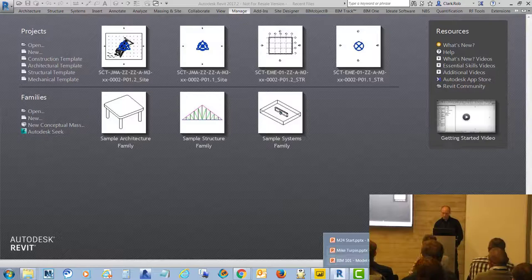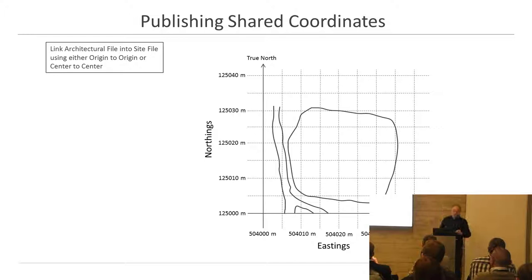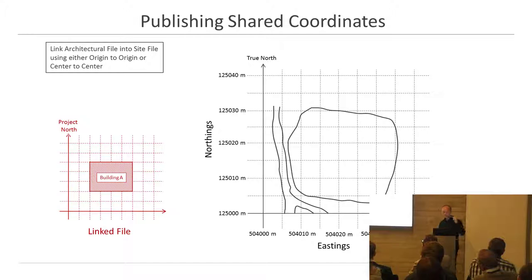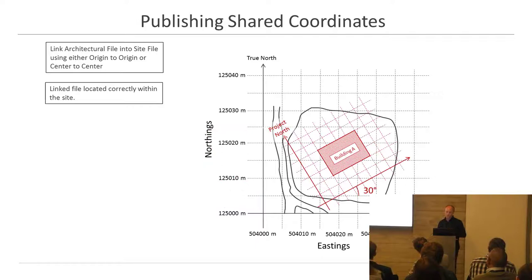Okay, so go back to here. Publishing shared coordinates. So we've got our site file all set up, done to global coordinates. Now what we want to do is link in our architectural file. We can do that at this point origin to origin or center to center. It doesn't matter, because we're going to move it once it's imported anyway. So we have our linked file here, and all we're going to do is position that on the site where it needs to be. Literally, we're going to drag it into position, rotate it around or align it or whatever we've got to do to actually locate that building correctly on the site.